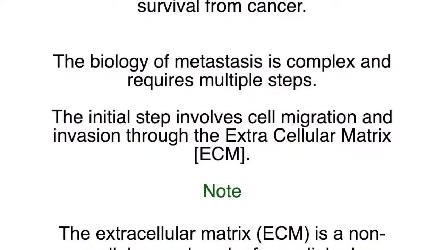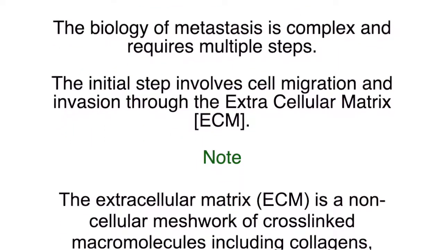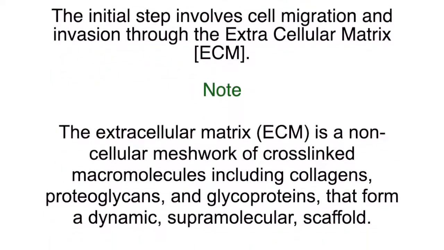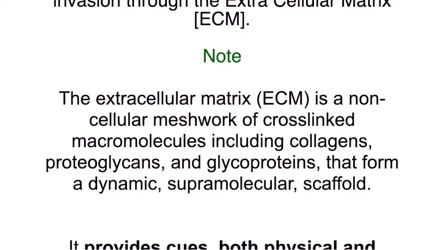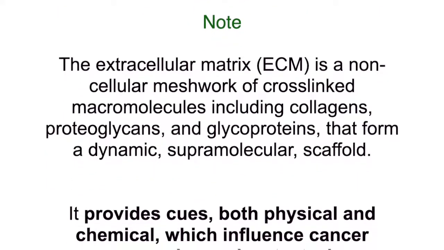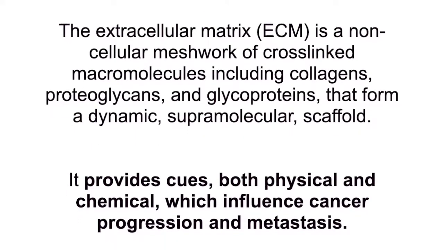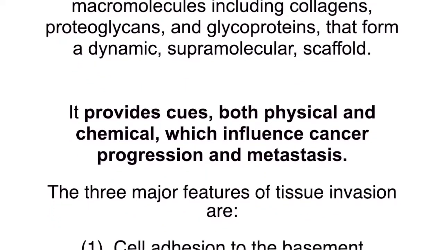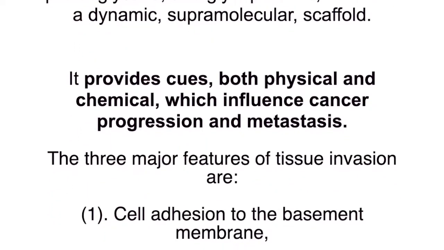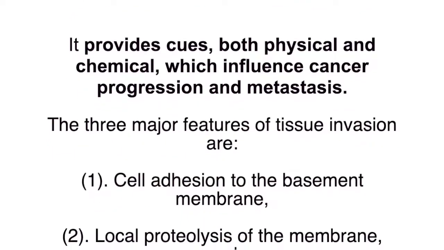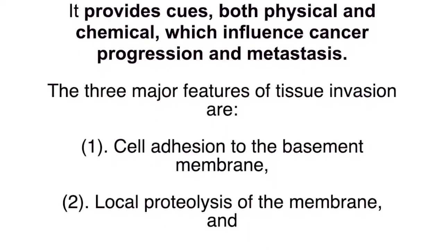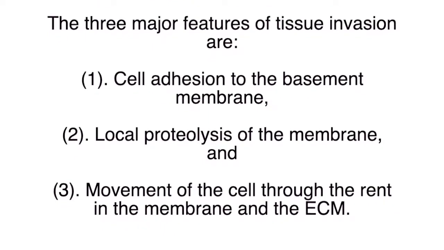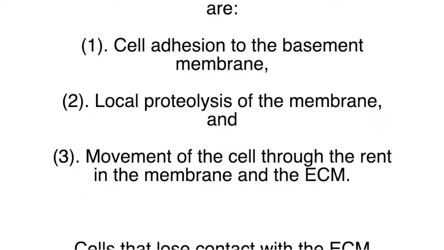Note, the extracellular matrix is a non-cellular meshwork of cross-linked macromolecules including collagens, proteoglycans, and glycoproteins that form a dynamic supramolecular scaffold. It provides cues, both physical and chemical, which influence cancer progression and metastasis. The three major features of tissue invasion are: 1. Cell adhesion to the basement membrane, 2. Local proteolysis of the membrane, and 3. Movement of the cell through the rent in the membrane and the ECM, that is extracellular matrix.